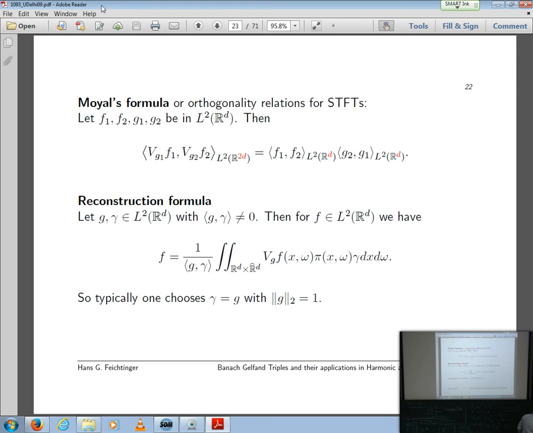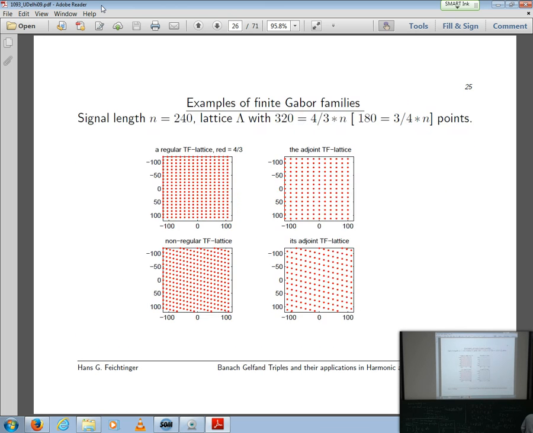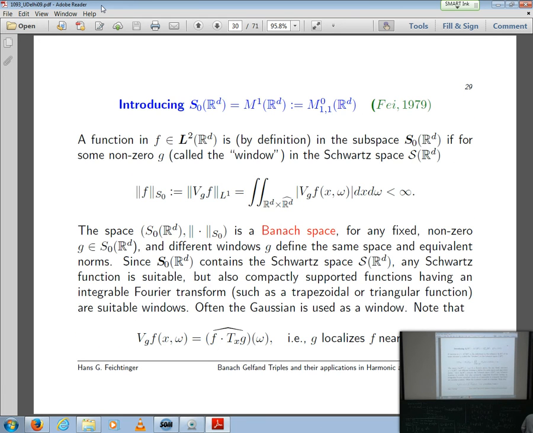Okay. Now let's disclose. We don't have to do all this. For those who have not yet seen the space, the definition of the space using the short-term Fourier transform is quite simple. You are just imposing the L1 condition.